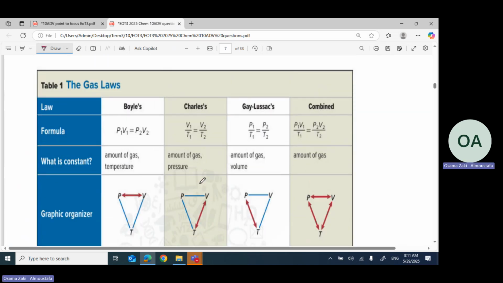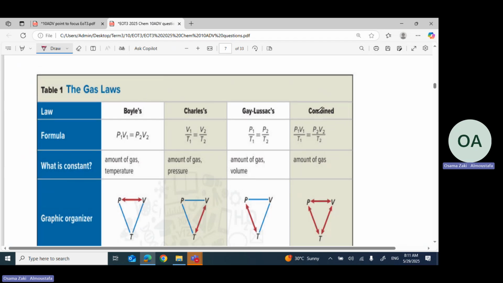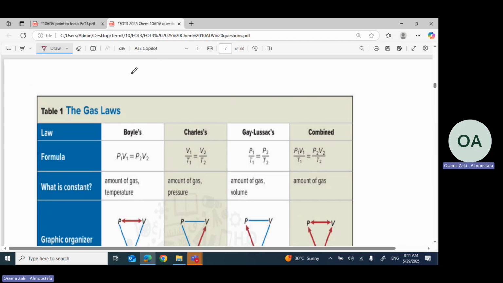Here we have the gas laws. So the first one, which is Boyle's law, second one Charles's law, Gay-Lussac's law, and combined law. So the main one is the combined gas law. So P1 V1 over T1 equals P2 V2 over T2. So P pressure, V volume, T temperature.